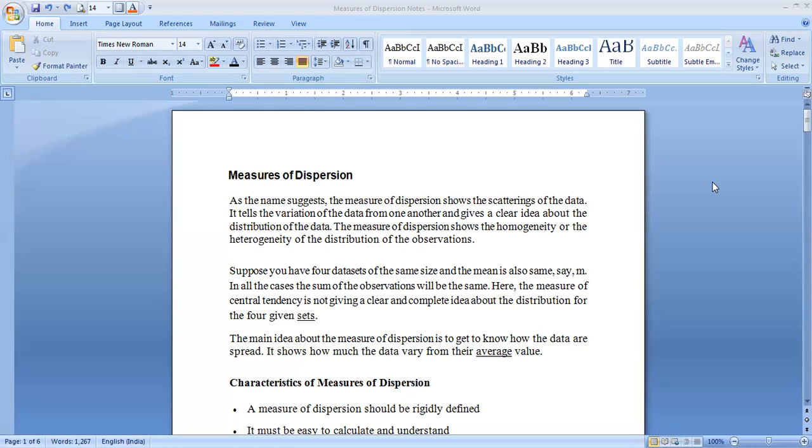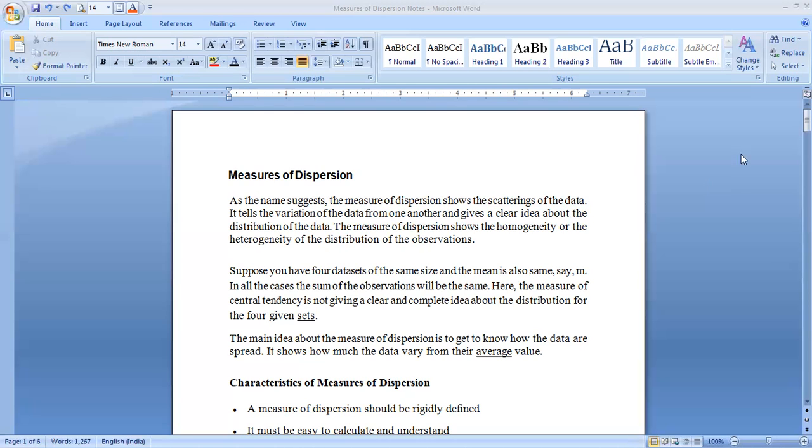The main idea about the measure of dispersion is to get to know how the data are spread. It shows how much the data vary from their average value. So this is a part of the definition of measure of dispersion, and mainly we can say it will give the nature and the spread of the data set, which is unable to be explained by the measure of central tendency.